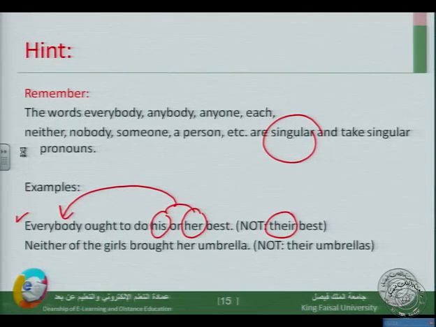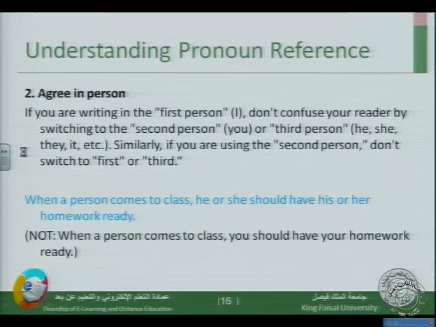Neither of the girls brought her umbrella. Her. Neither. مش their. Again. Anybody, anyone, each, either, neither, nobody, someone, a person, all of these must be considered as a singular noun.